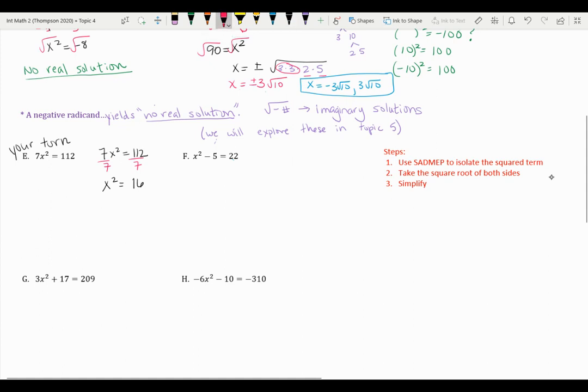Got to get x by itself. So to undo the squaring, I take the square root of both sides. Whatever you do to one side, you have to do to the other side. The square root of x squared gives me x, and I get plus or minus the square root of 16. Well, what is the square root of 16? If you know that it's 4, awesome. If you're like, I don't know my perfect squares very well, then you could do the factor tree.